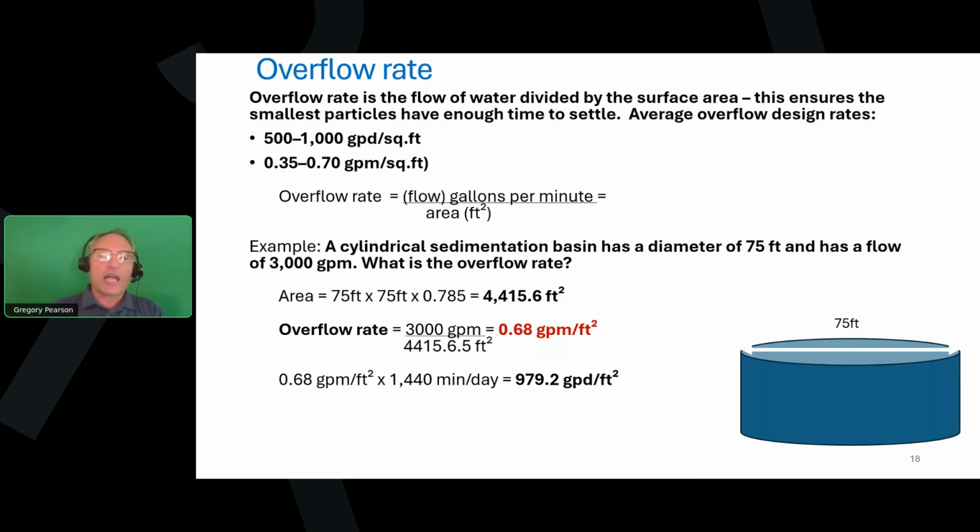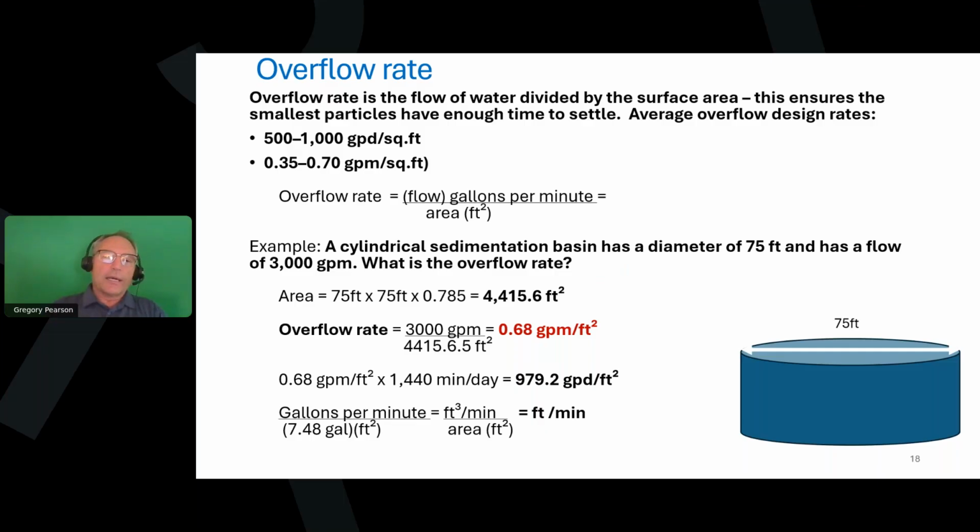If we convert this to gallons per day, we would just multiply it by the number of minutes in a day. 24 hours times 60 minutes is 1,440. 0.68 gallons per minute per square foot times 1,440 minutes in a day gives us 979.2 gallons per day per square foot. And we see that also still fits into that design spec, which is between 500 and 1,000.